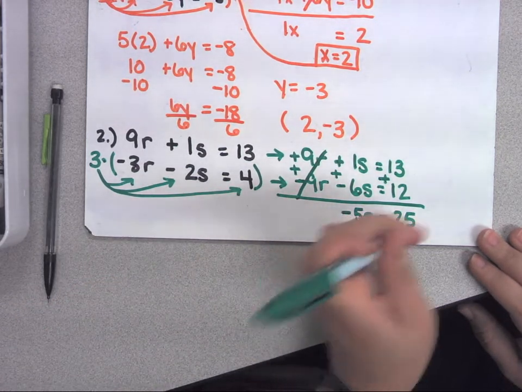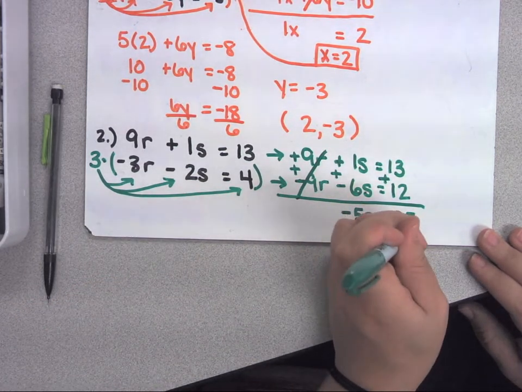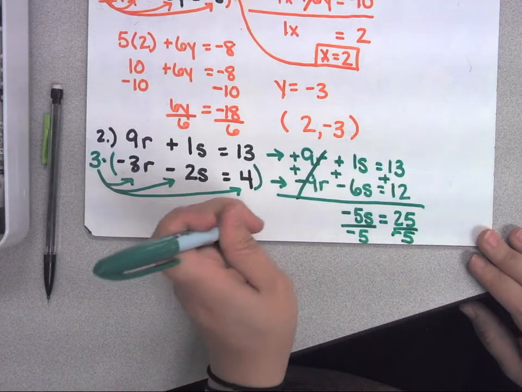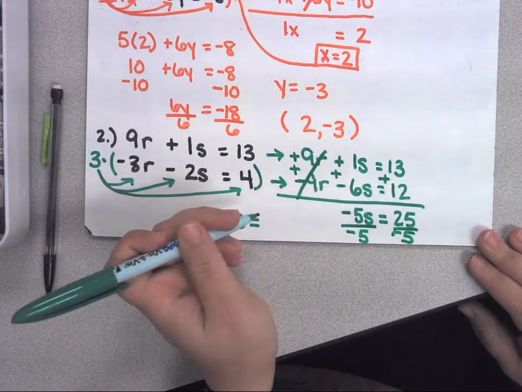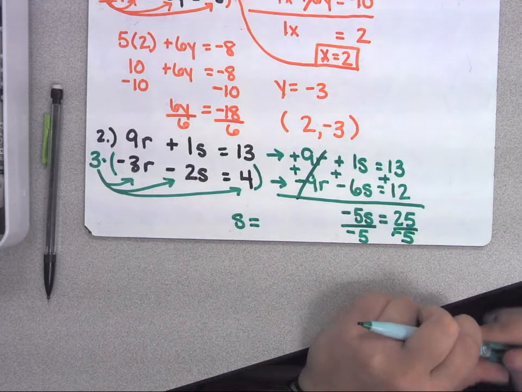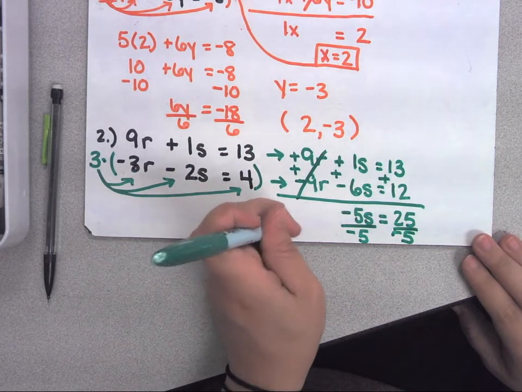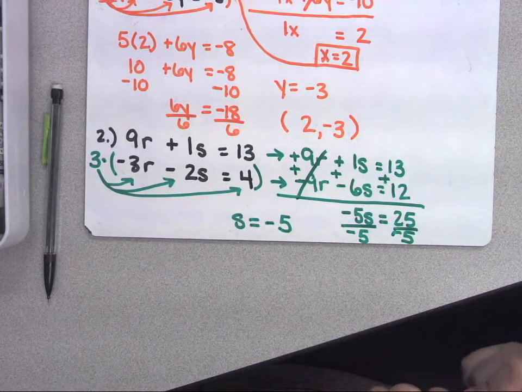Divide by negative 5. What do we get for s? What? You're multiplying, sweetie. Negative 5. 25 divided by negative 5 is negative 5. You probably forgot your negative sign.